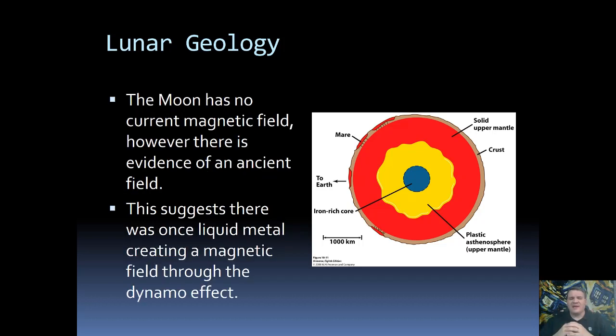Now, the moon has no magnetic field, but it has evidence that it used to have a magnetic field in the past. Specifically, we get this from ancient moon rocks. Well, if the moon had a magnetic field at one point, that means that it must have also had a liquid metal interior at one point to generate the magnetic field. So that suggests that the moon did differentiate.